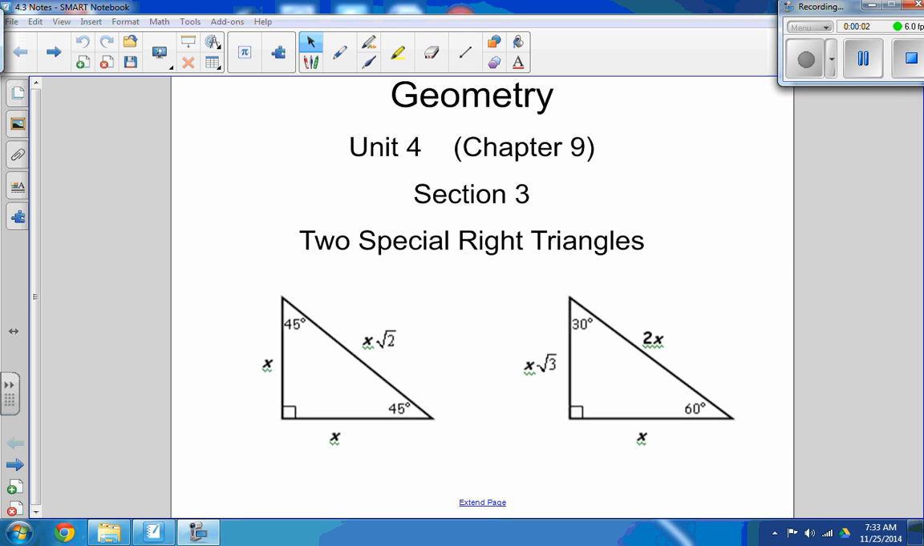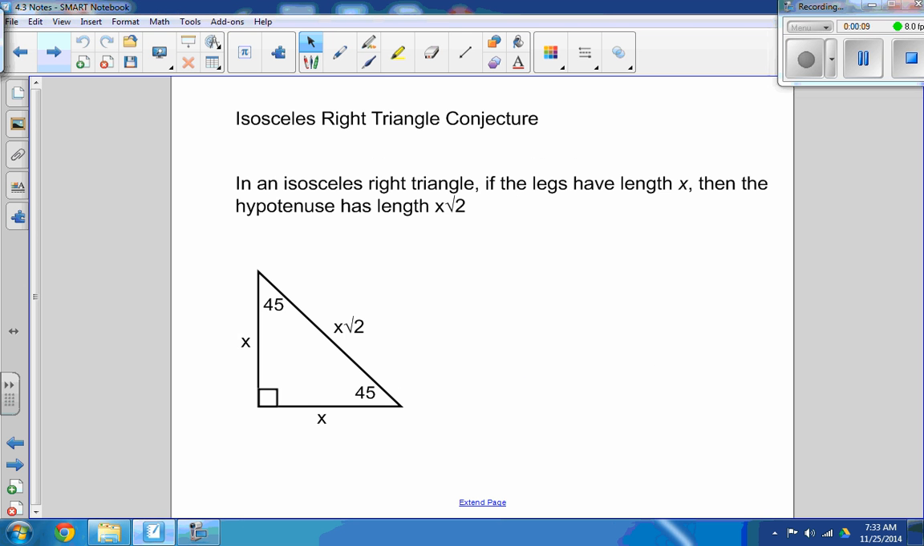Geometry, Unit 4, which is Chapter 9 from the book, Section 3, Special Right Triangles. So we're going to look at the isosceles right triangle conjecture. In an isosceles right triangle, if the legs have length x, then the hypotenuse has length x square root 2. So let's prove this idea using the Pythagorean theorem.